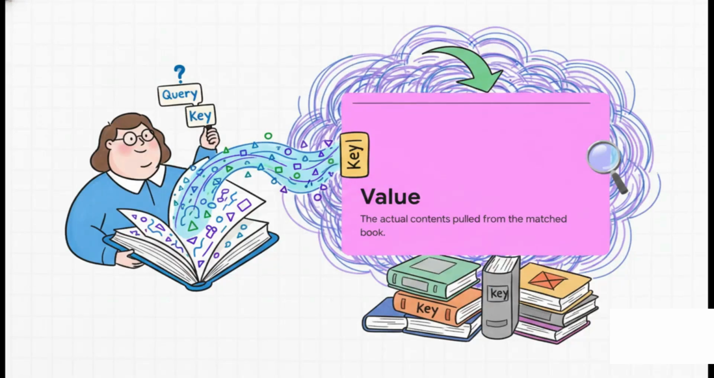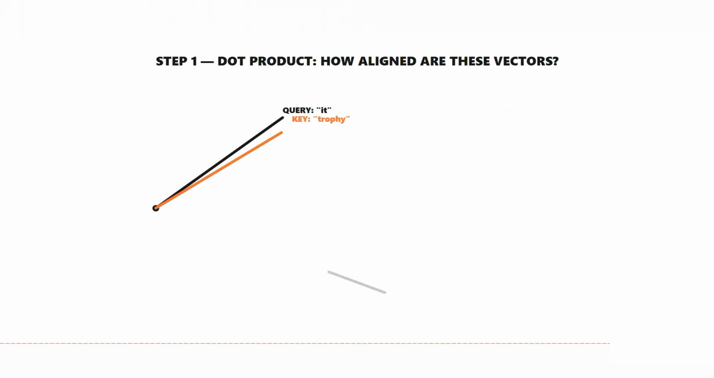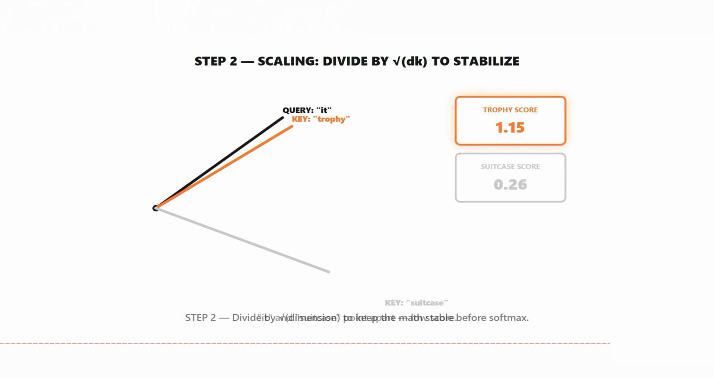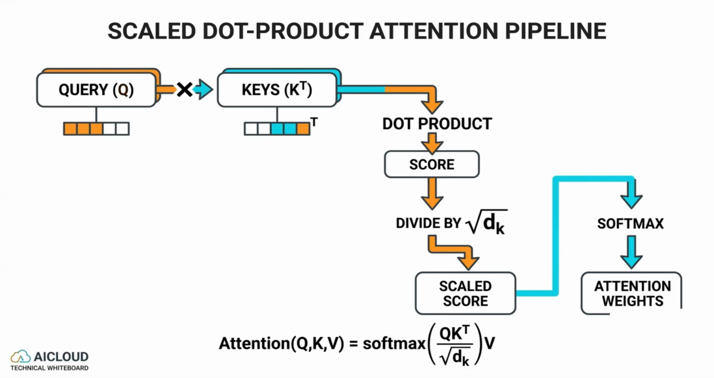And finally, we have the value. If the librarian finds a book where the key on the spine perfectly matches your query card, they hand you the actual pages. That's the value vector. It's the actual underlying information or context that gets handed over when a key successfully aligns with a query. Mechanically speaking, this whole library system is just built on matrix multiplication. Every single word takes its initial embedding and multiplies it by 3 distinct learned weight matrices. And boom, that simultaneous math produces a unique query, key, and value vector for absolutely every word in the sentence.